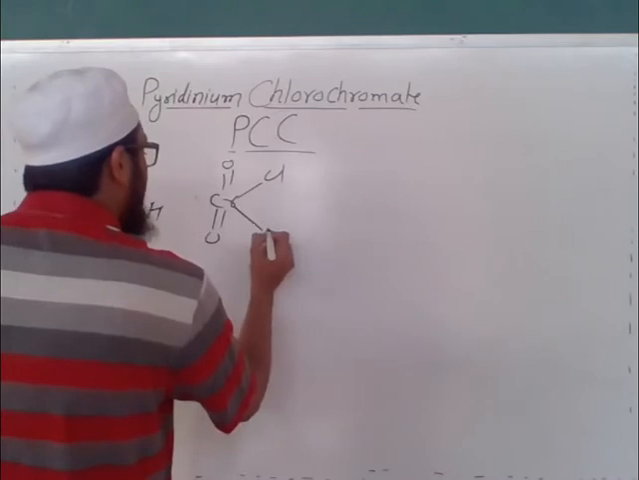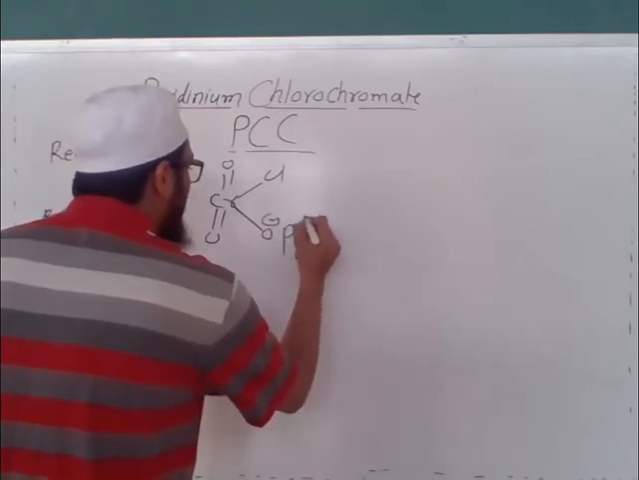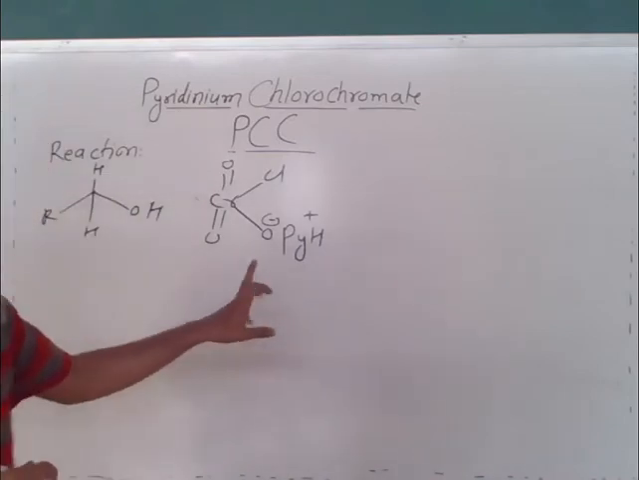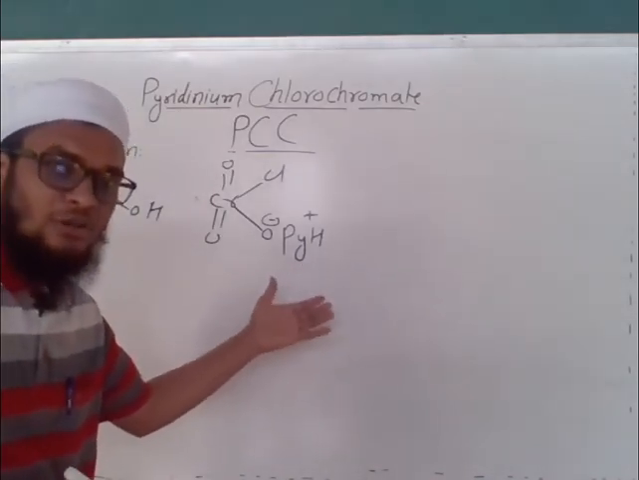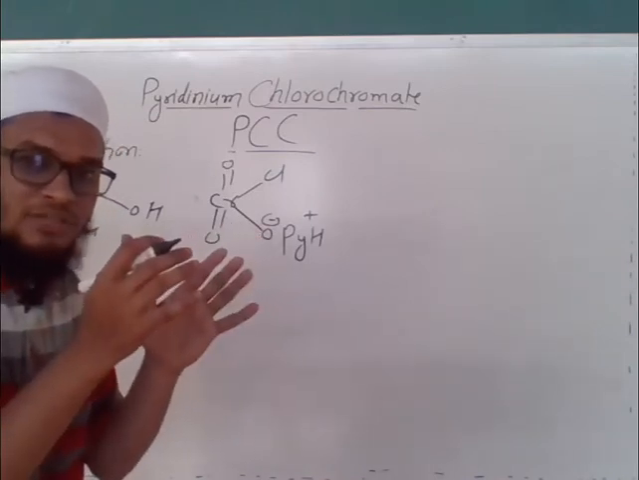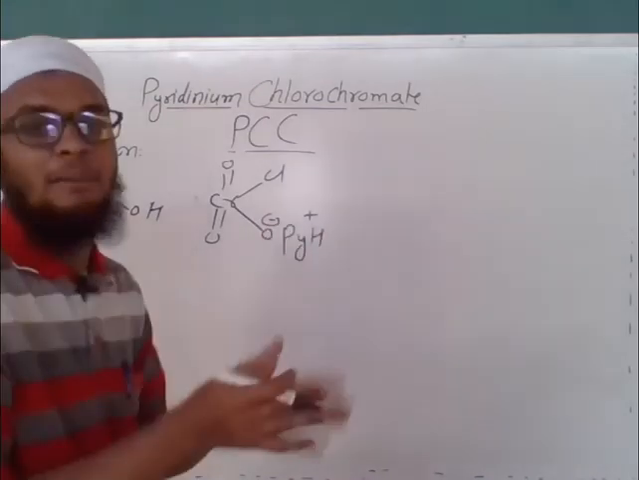This is chlorine, this is O negative, and I will write PyH positive. What does it mean? It means the ring of pyridine, and attached to that is hydrogen on the nitrogen, with a positive sign I am writing here. So PyH positive means our pyridinium.